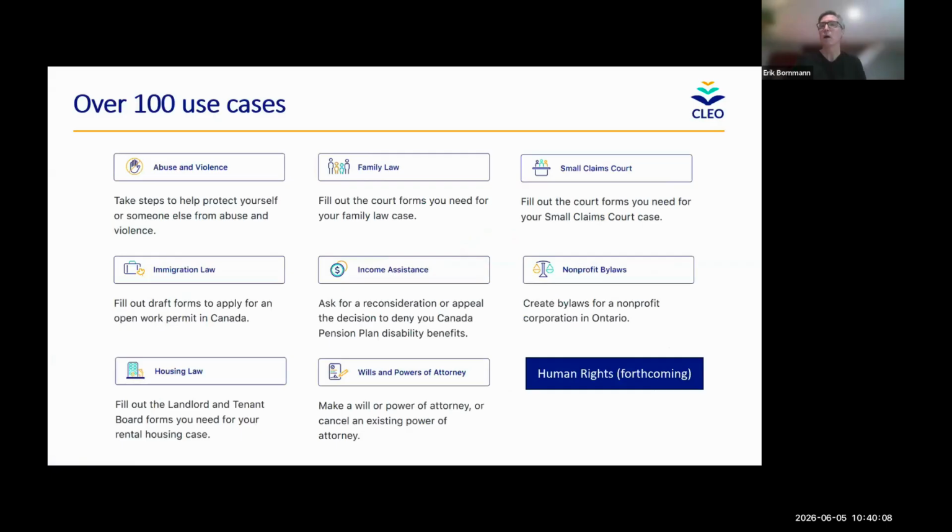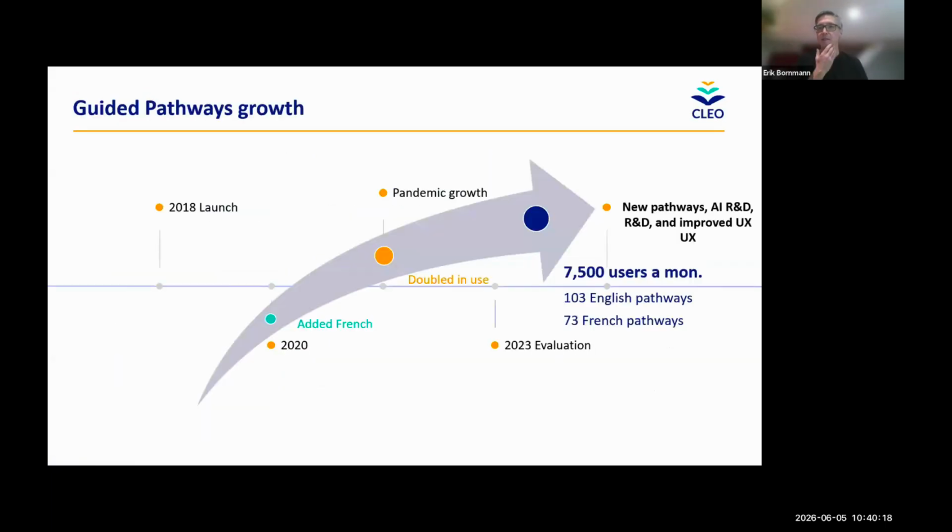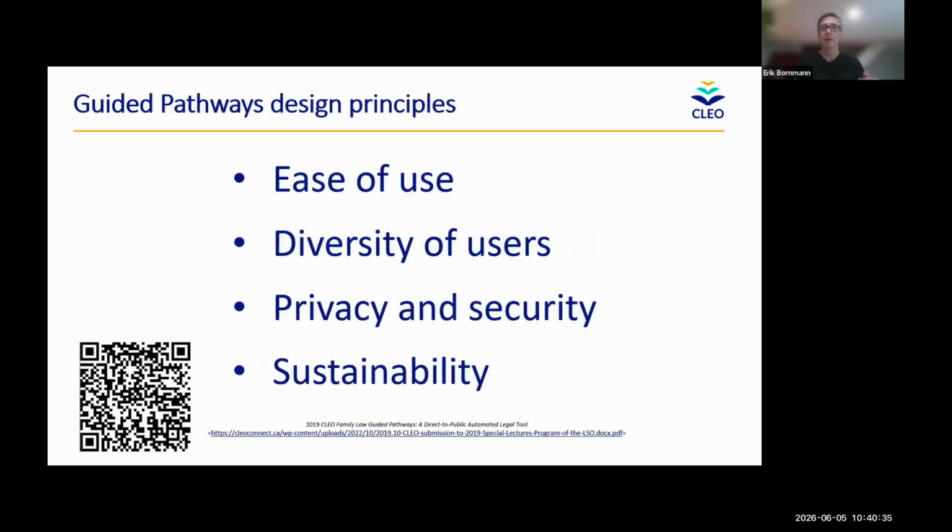And CLEO has over 100 of these guided pathways or use cases grouped together in associated collections, and with more on the way. To give a sense of scale, since we launched the Pathways program in 2018, we've seen steady growth. Today, we have over 7,000 users a month. And alongside this growth, we've remained committed to ongoing and expanded evaluation. And this evaluation starts with: have we met our objective in building these decision tree tools?